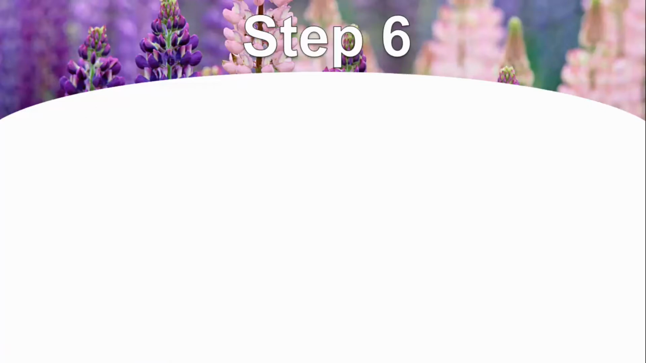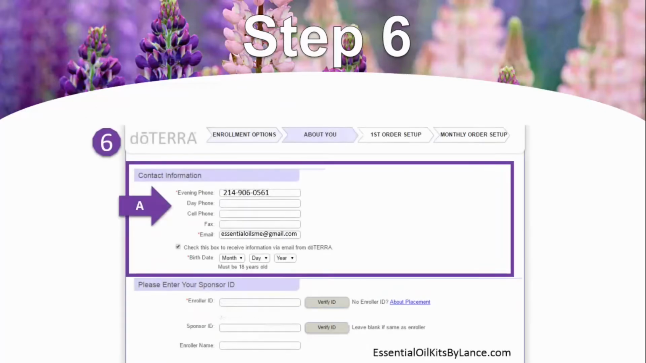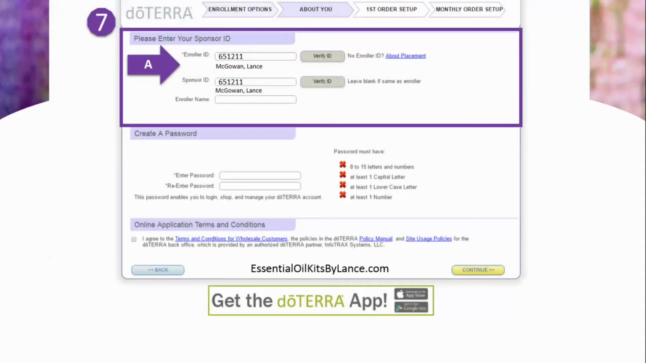All right. The next step, which is step six, is just filling out your contact information. So that's your cell phone or the best number to reach you, and then your email, and then you would just check the box for your birth date. You got to be 18 years old or older to get a wholesale account, and that's the only reason that's there.